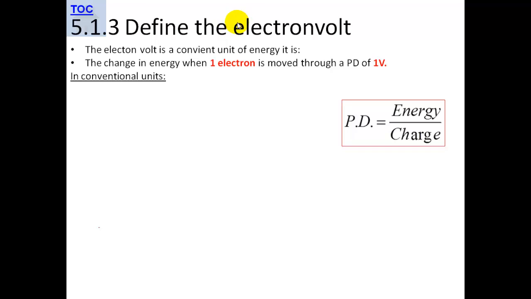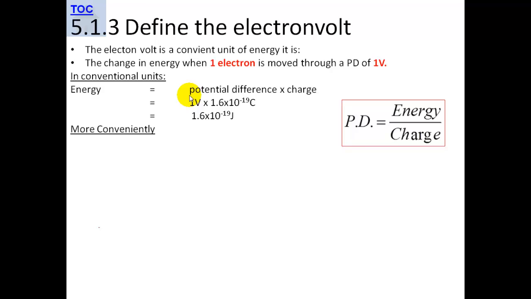In conventional units, we can find out how much that is going to be. You know that because the potential difference is the energy divided by charge, the energy is equal to potential difference times charge. The potential difference is 1 volt, the charge is the charge of 1 electron, which is 1.6 times 10 to the minus 19 coulombs. This gives an energy of 1.6 times 10 to the minus 19 joules. This is what 1 electron volt is. However, we're going to use a more convenient unit derived from the definition.